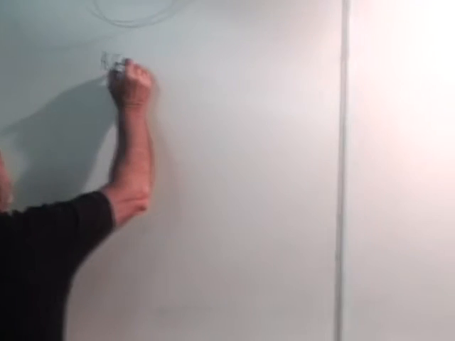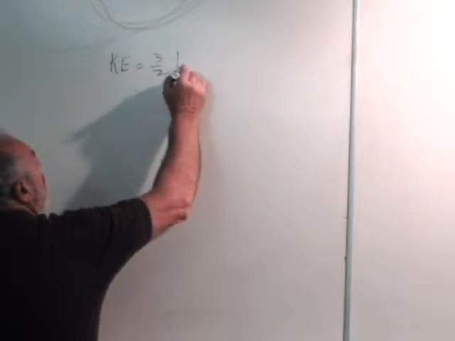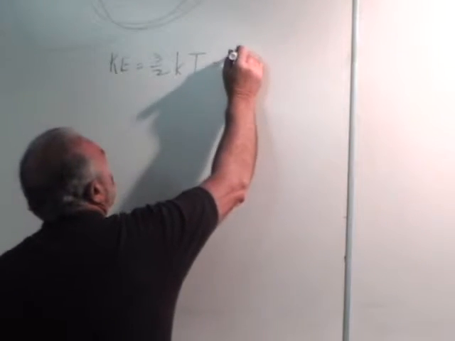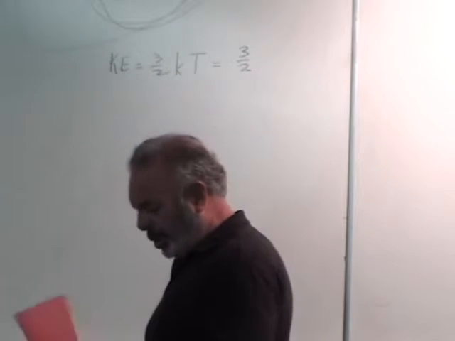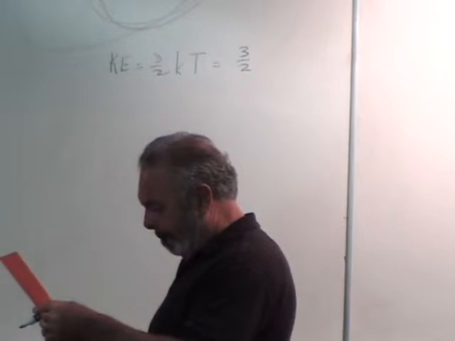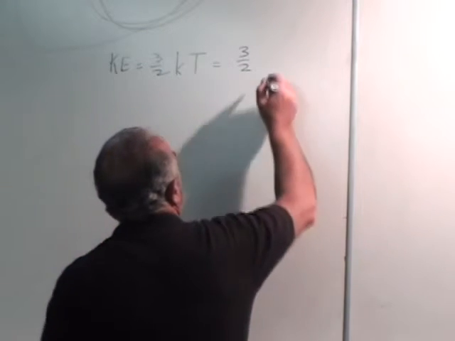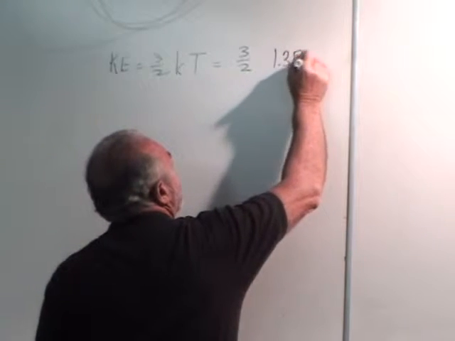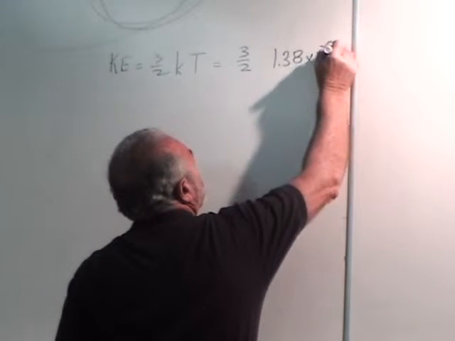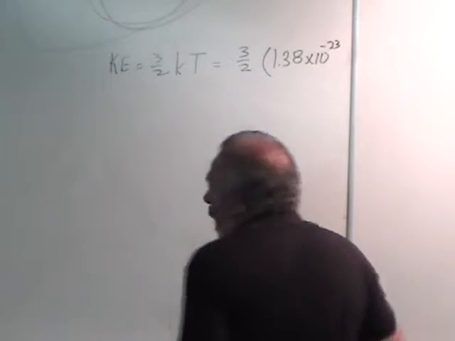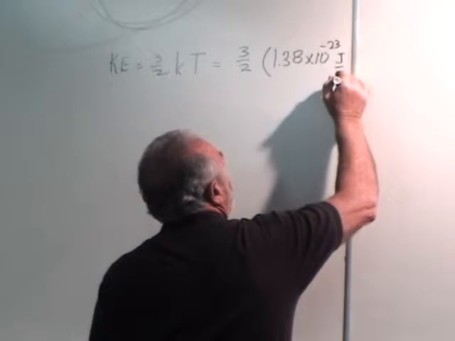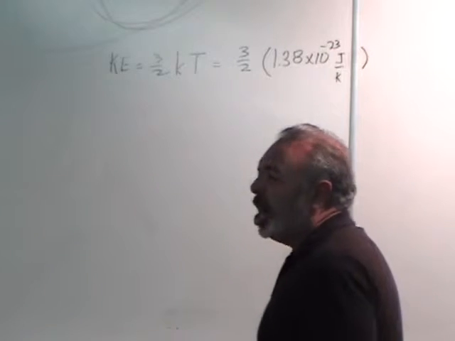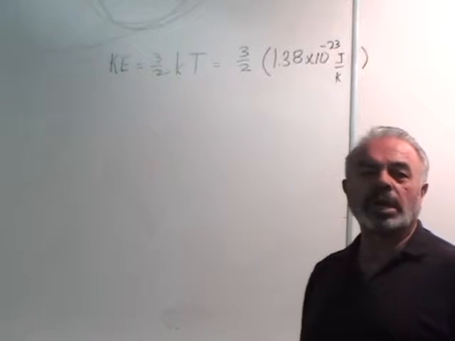KE equals 3/2 kT. So the kinetic energy that I got was 3/2 times the Boltzmann constant, 1.38 times 10 to the minus 23, and of course the units are joules per Kelvin. And what's a nice, easy, approximate room temperature? 300 kelvins.